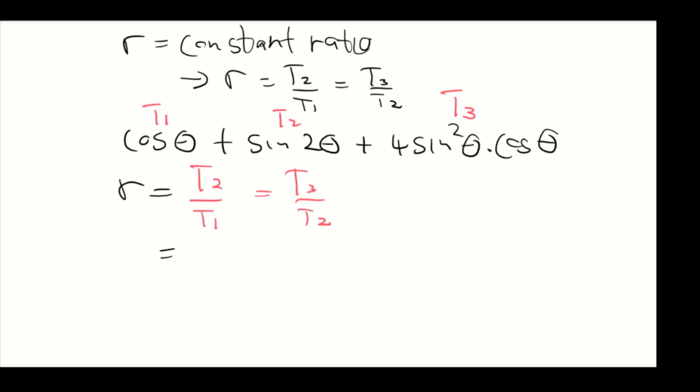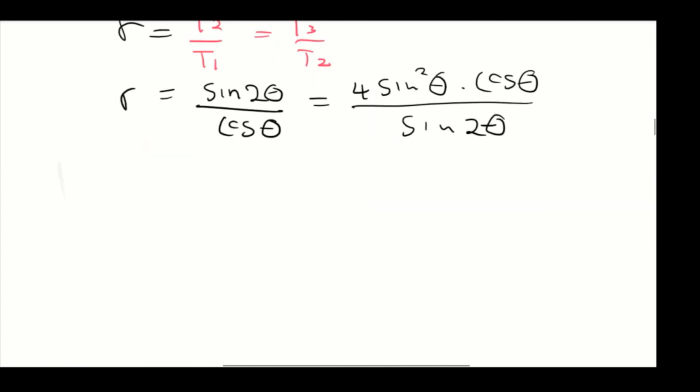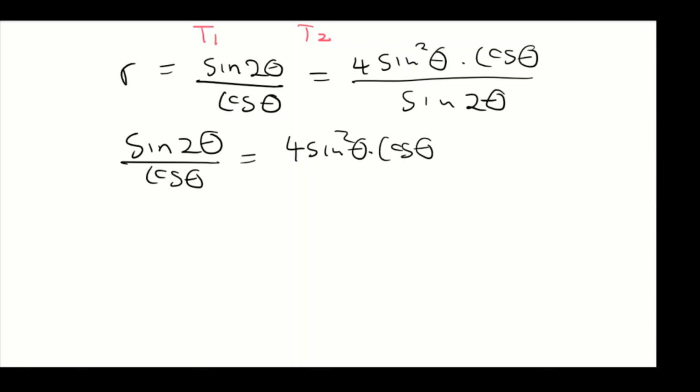So T2 is sine of 2 theta divided by T1, which is cos of theta, being equals to T3, which is 4 sine squared theta multiplied by cos of theta, divided by sine of 2 theta. So this is our R. So to write this properly, we're going to say sine of 2 theta over cos of theta is equals to 4 sine squared theta multiplied by cos of theta divided by sine of 2 theta.